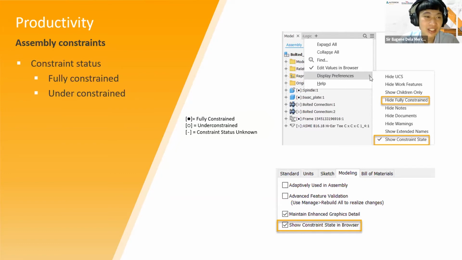We now have the constraint status, which can display fully constrained components, under constrained components, as well as unknown constraint status. As you can see here, fully constrained components will show the shaded circle. Under constrained components will be an unshaded circle, and the unknown constraint status will just be a dash or a hyphen.